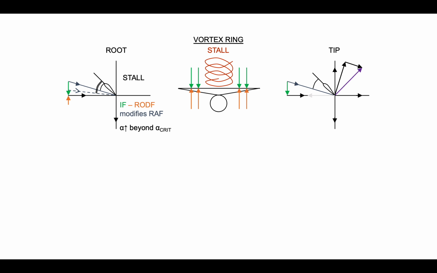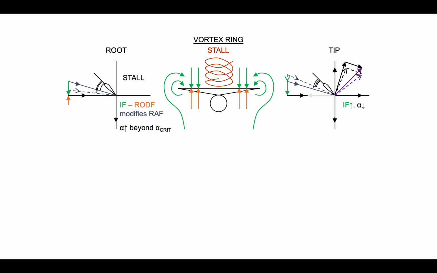Now if we look at the tip, we know helicopters are always producing tip vortices, and that's because of the pressure difference here and here. So we'll bring them on there, and we can see that this is going to increase our induced flow at the tip. It modifies our relative airflow and reduces our angle of attack. So IF has increased, angle of attack has decreased.